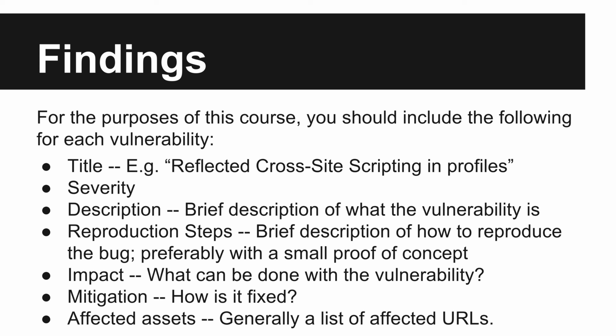Now let's discuss reporting. This is a critical skill, as communicating with developers, clients, and other hackers will affect the value of your findings more than almost anything else. For the purposes of this course, and for most bug reporting you'll do in general, you're going to want to include the following for each bug: a title, severity, description of the bug, steps to reproduce it, the security impact, a mitigation, and a list of affected URLs.